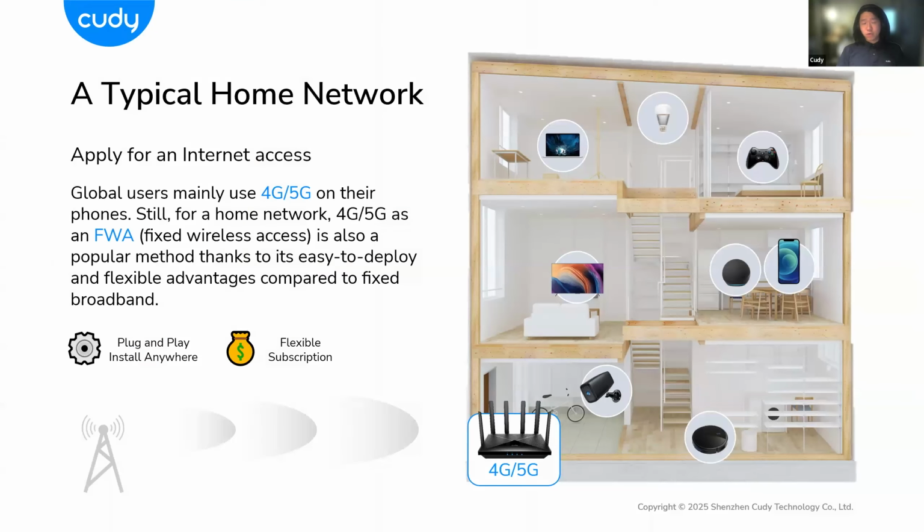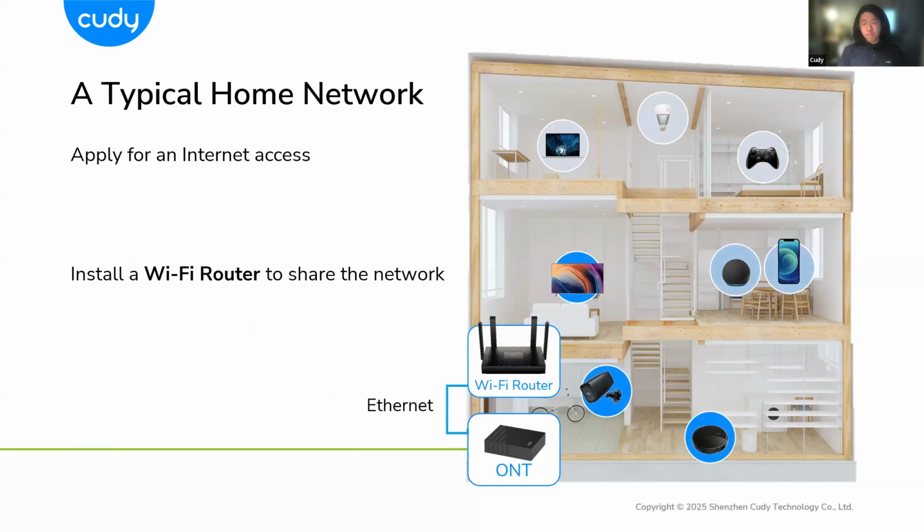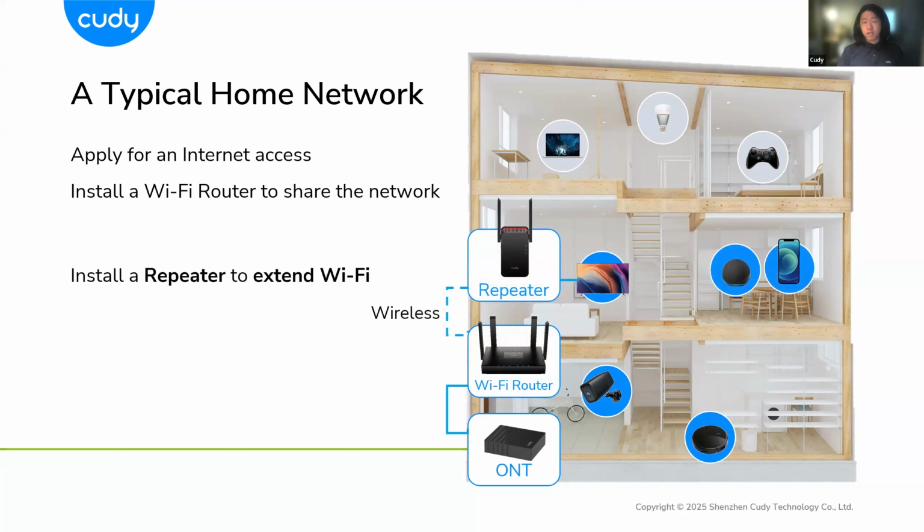Okay, let's get back to our task. We are using the most advanced and fastest ONT as the internet access method. Next, we're going to share it with a Wi-Fi router. It's very simple, right? On the first and second floors, all devices are connected to the network. But as you can see, the phone and the speaker don't have good signal on the second floor. So we can add a repeater to extend the Wi-Fi. Now the second floor has optimal Wi-Fi.